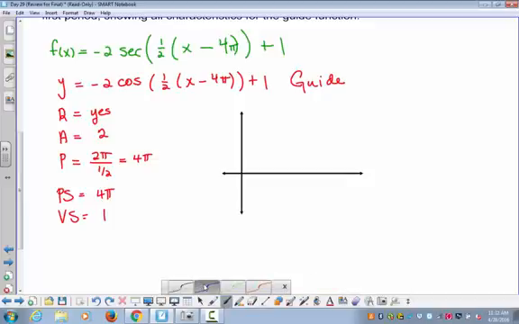So we're told that the phase shift is 4 pi, so that's where we start. And we always start at the phase shift. So 4 pi, that's the left end point of period 1. 4 pi, left end point, first period. We need to figure out the right end point of the first period. And how do we get to the right end point of the first period?